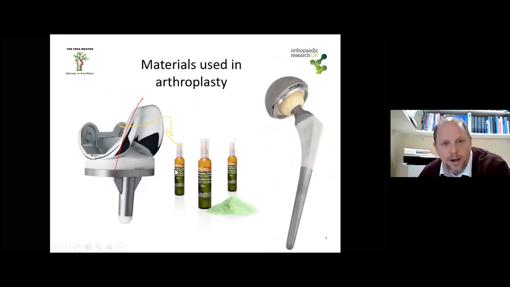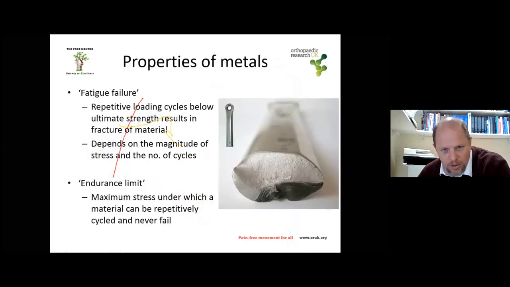I wanted to talk about some of the materials in particular that we use in arthroplasty in orthopedics. When we talk about arthroplasty and some of the complications that we get, we're mainly looking at, in this case, some of the complications of metal. And I want to mention fatigue failure. Now, if you take a paperclip and you just move it gradually up and down, eventually it will snap. And that is called fatigue failure.